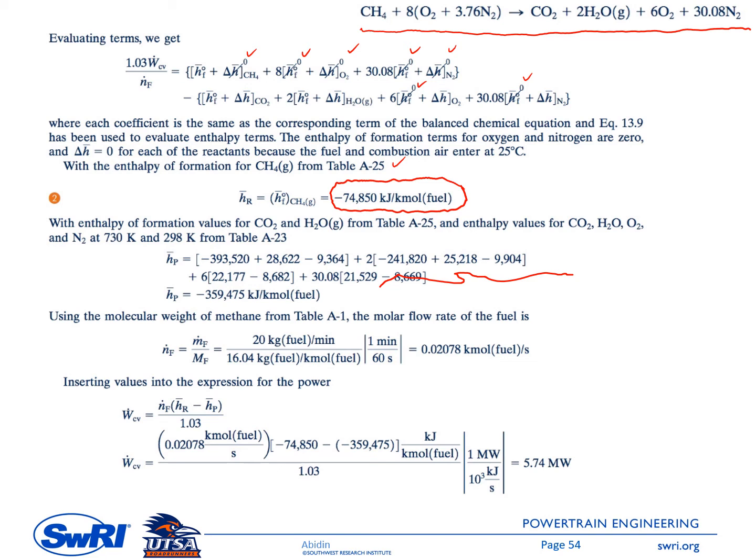And now we need to get the enthalpy flow for the product. In this case, we use table A-25 to get the value for CO2 and H2O, and then table A-23 to get the enthalpy values for CO2, H2O, O2, and N2 at 730 Kelvin and 298 Kelvin. So just plug in all the numbers there, and you will get HP of minus 359,475 kilojoules per kilomole fuel.